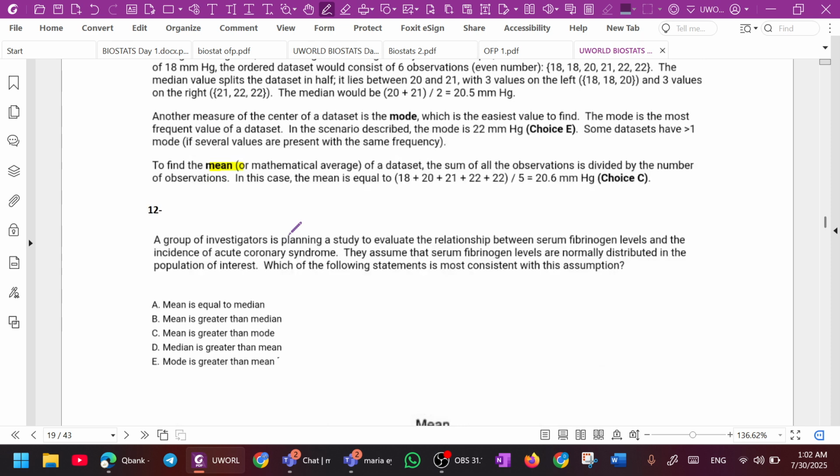A group of investigators is planning a study to evaluate the relationship between the serum fibrinogen level and the incidence of acute coronary syndrome. They assume that serum fibrinogen levels are normally distributed in the population of interest. Which of the following statements is most likely consistent with these assumptions?